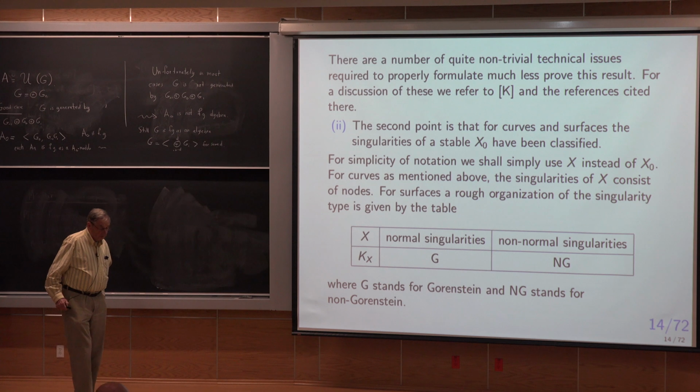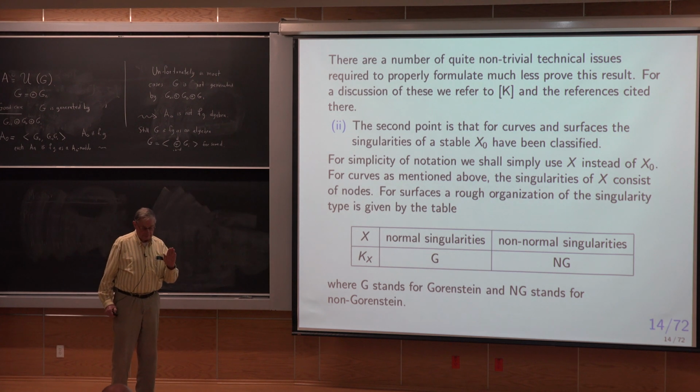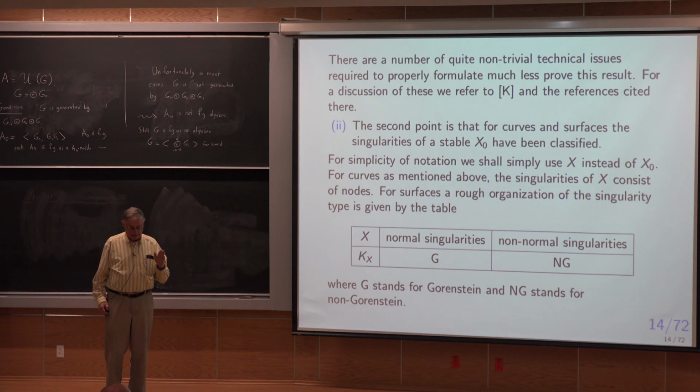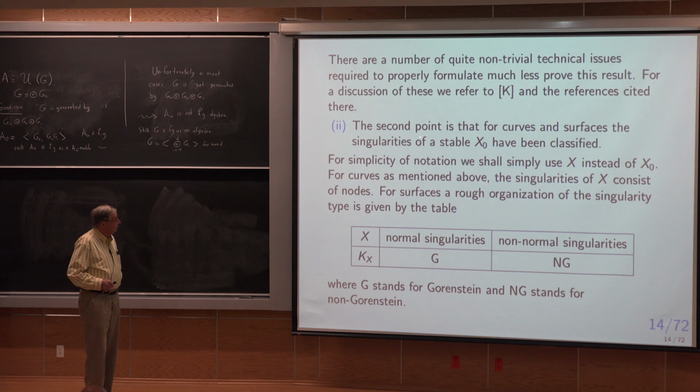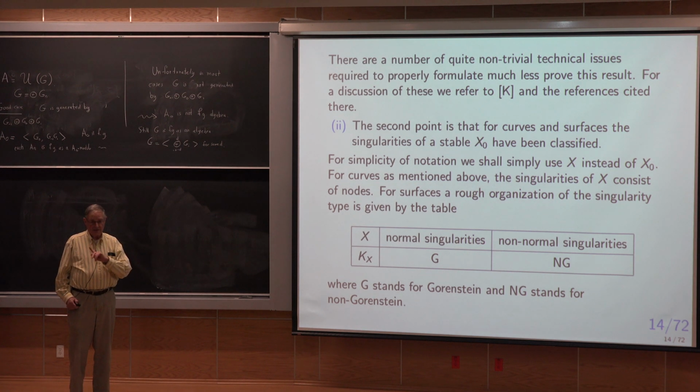To prove that theorem, there are a number of quite intricate, highly technical aspects. I'm not going to get into those. As I say, the overheads are on the website, and there are references in the overheads to the literature that explains this. The second point, though, is for curves and surfaces, the singularities of a stable variety, you can list them. Not true in higher dimensions, but for curves and surfaces, they've been classified.